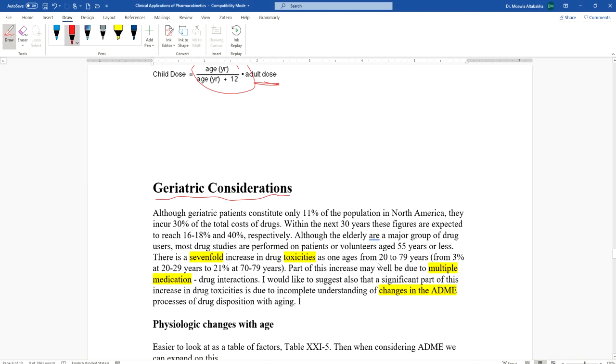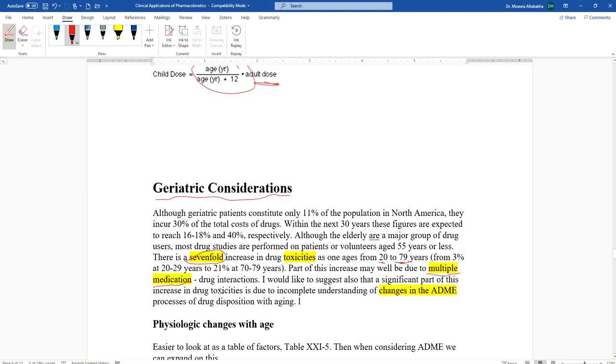They found that the toxicity from drugs increases 7-fold when you increase in age from 20 to 79. So as you increase in age, the toxicities from drugs increase. And of course, we expect that this is partly because we are taking multiple medications.